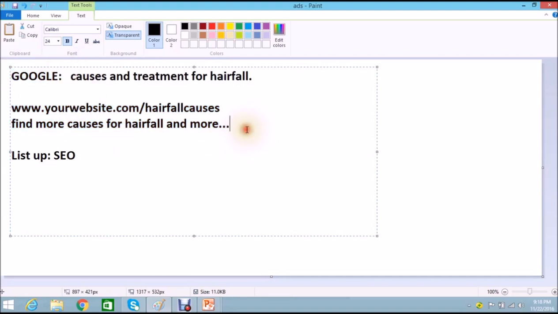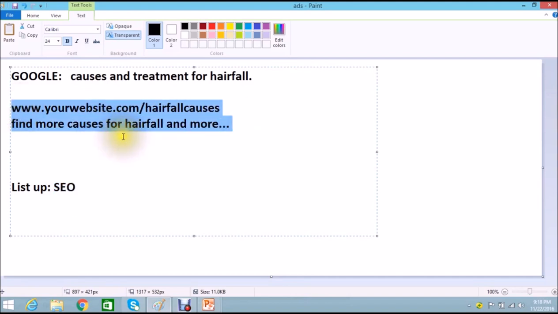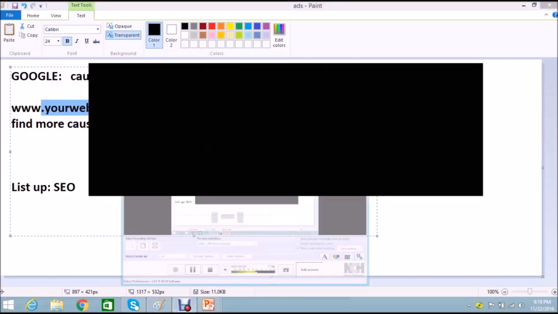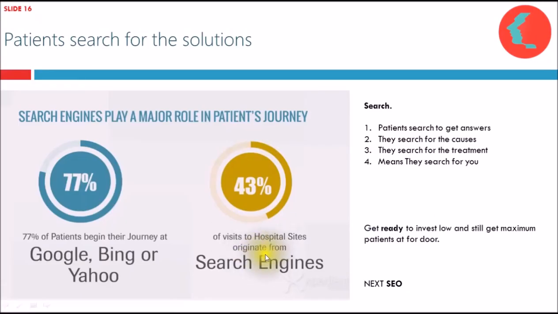I know there are many, because we discussed that competitive advantage. So that we'll be learning in the next slide. That's SEO. How do you get listed up? Or how do you get listed on page number 1? That's what search engine optimization is all about. But now it's a search that gives a visit to the hospital, meaning a visit generated or originated from search engines. Is it clear?